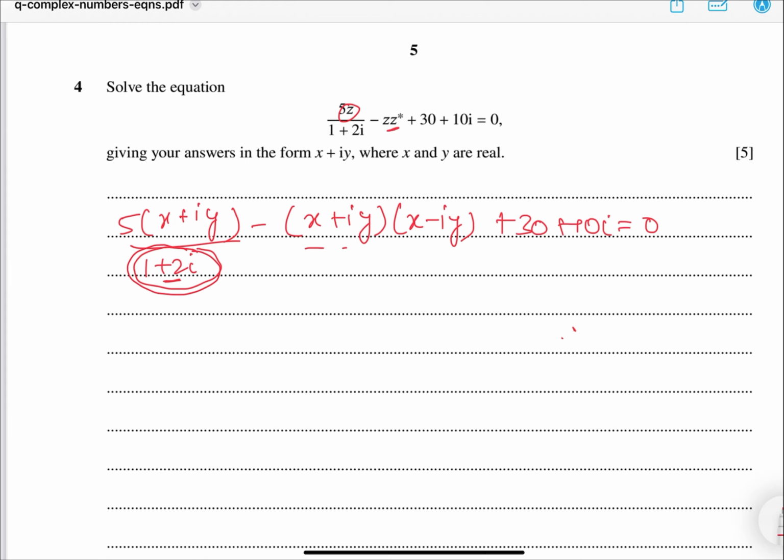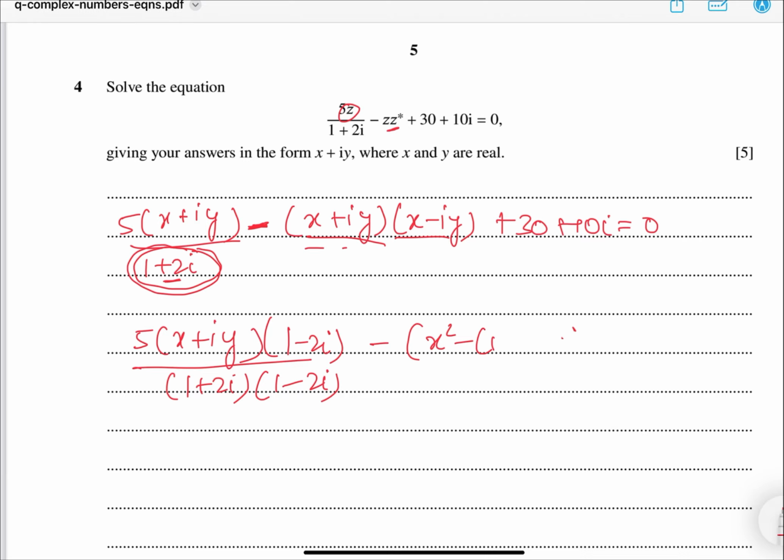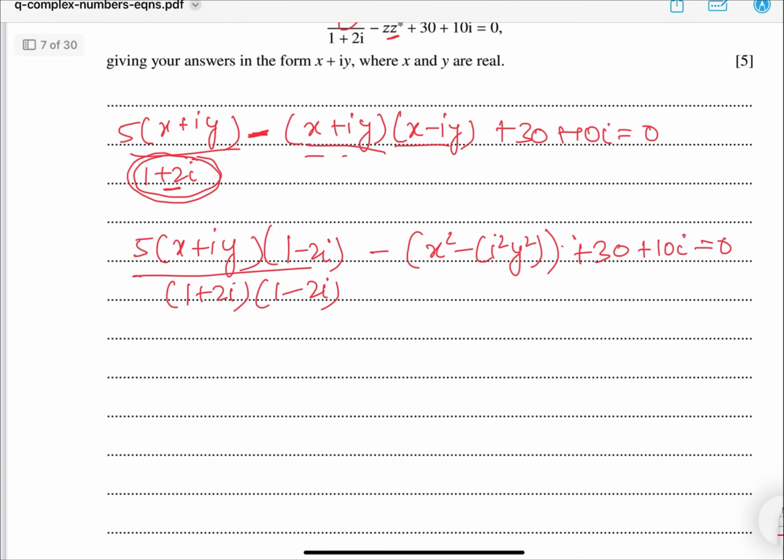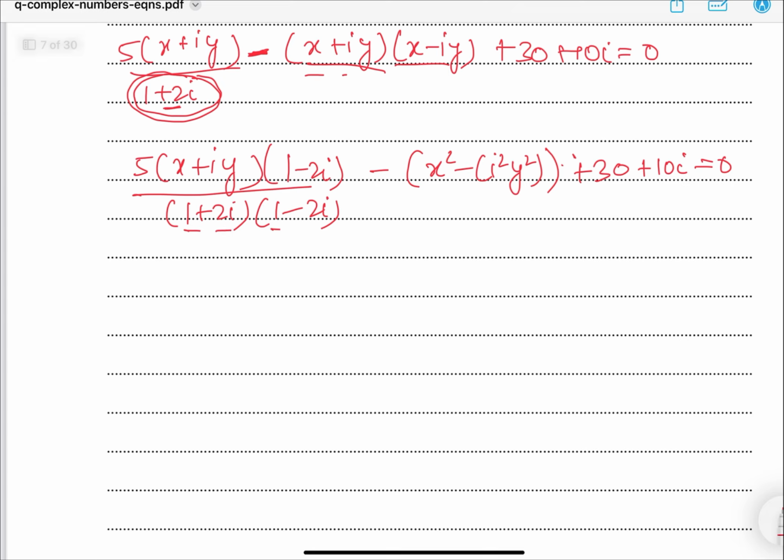What do we do in rationalization? We just change the sign, and multiply the numerator and the denominator as well. This will become a square minus b square. Always remember, the minus sign is outside, so put it in a bracket. x square minus i square y square, right? And the next will be plus 30 plus 10i equals 0. Easy. a plus b, a minus b.